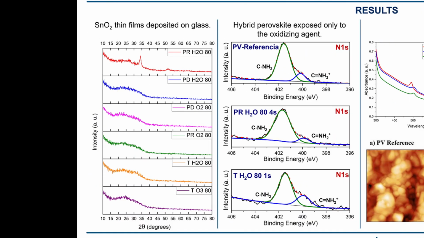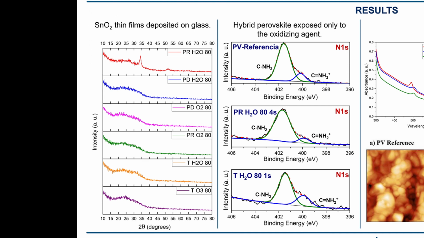When tin dioxide is deposited on glass at 80 degrees Celsius, most of the films obtained are amorphous, with the exception of plasma deposits using water, where a certain degree of crystallinity occurs in the planes 110, 101, and 211. This being an exceptional result.